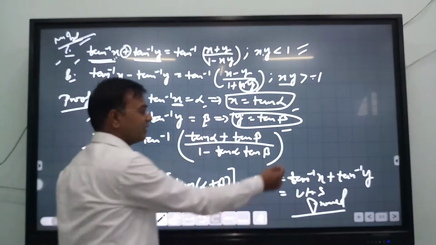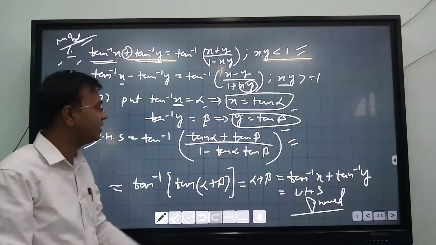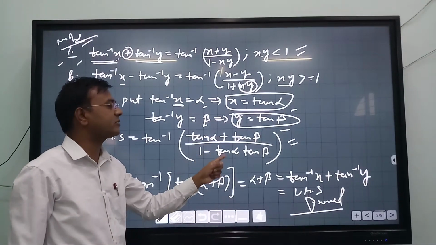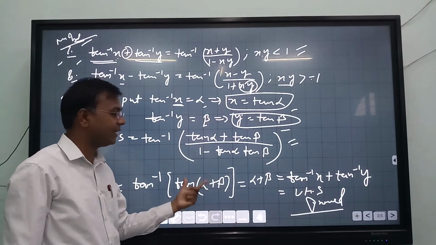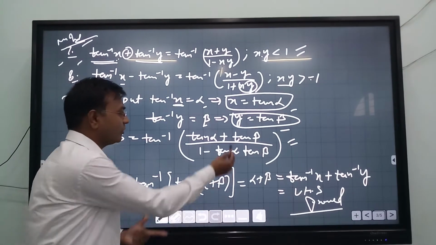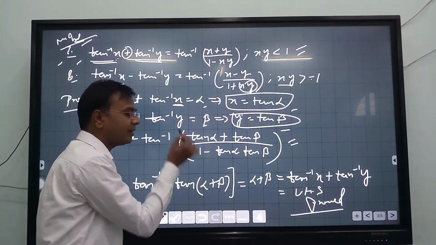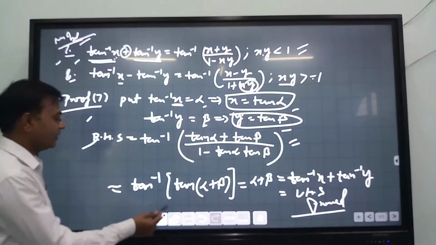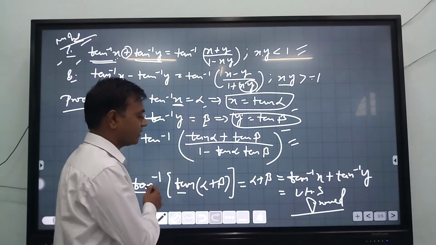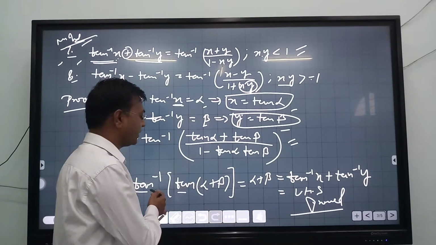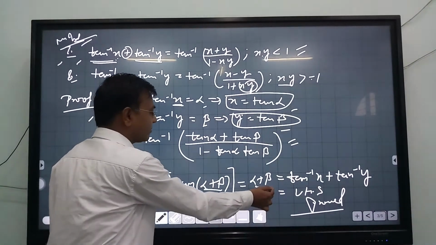And recall, in class 11 we have already studied in chapter 3, tan x plus tan y upon 1 minus tan alpha tan beta, or xy, equals what? Tan a plus b, tan x plus y. So this is the identity of tan alpha plus beta. Now tan inverse tan alpha plus beta equals what? As per inverse trigonometric function property, only the angle will come, alpha plus beta.